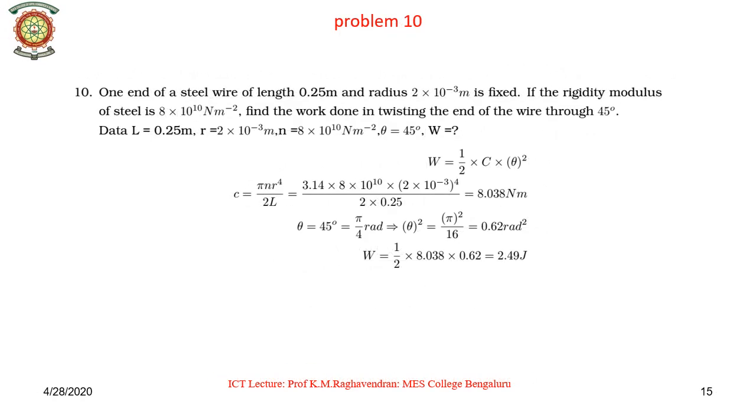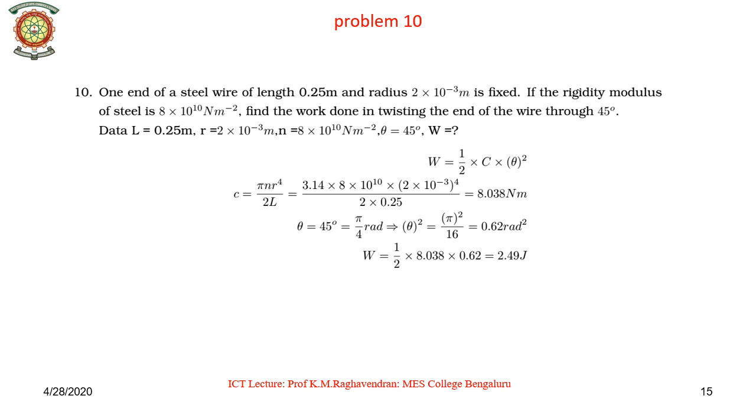In this problem, we calculate the work done in twisting a wire. One end of a steel wire of length 0.25 meter and radius 2 into 10 power minus 3 meter is fixed. If the rigidity modulus of steel is 8 into 10 power 10 Newton per meter squared, find the work done in twisting the free end of the wire through 45 degree.